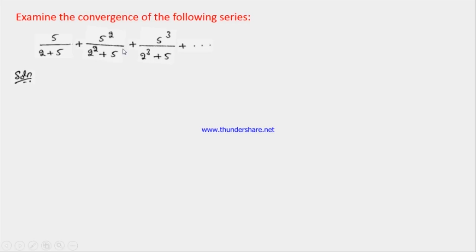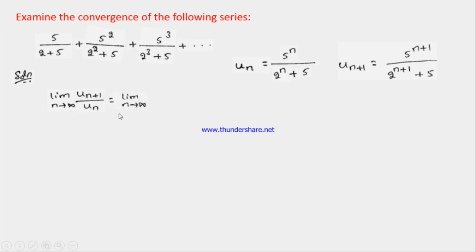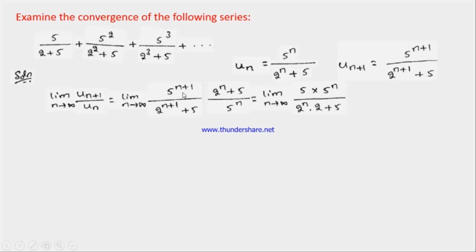Even in this case the nth term is not given and we know how to write the nth term. Write the n plus 1th term. It is 5 power n plus 1 divided by 2 power n plus 1 plus 5. Now consider the ratio, that gives us 5 power n plus 1 divided by 2 power n plus 1 plus 5, into take the reciprocal of this, and to simplify it, 5 power n plus 1 can be written as 5 into 5 power n. This can be written as 2 power n into 2 plus 5. This is written as it is.